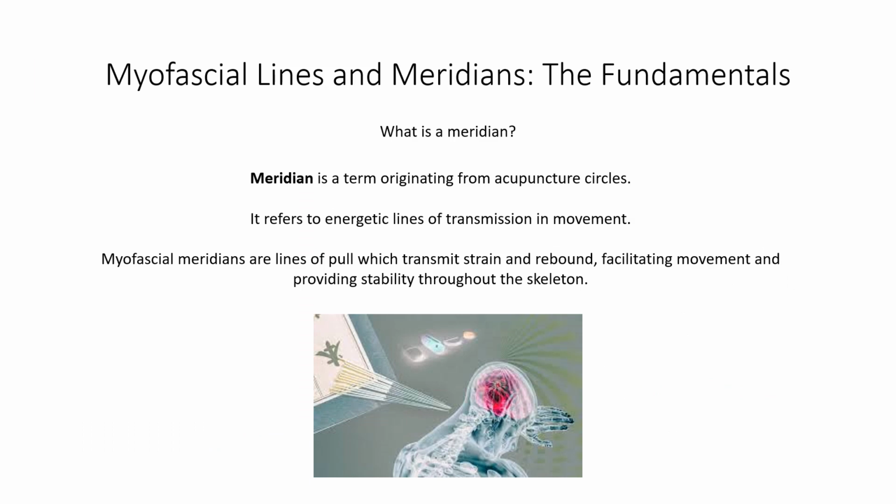We've got meridians. So a meridian is a term originating from acupuncture, referring to energetic lines of transition and movement. So they see the body as lines of energy where energy flows from one end to the other, which it does, but they see it very differently to what Western anatomy and Western medicine would look at it. Personally, I think there's a place for both. I think they both make sense from the angle that you're looking at it from, and understanding both sides will give you a more well-rounded view of the human body and how it works.